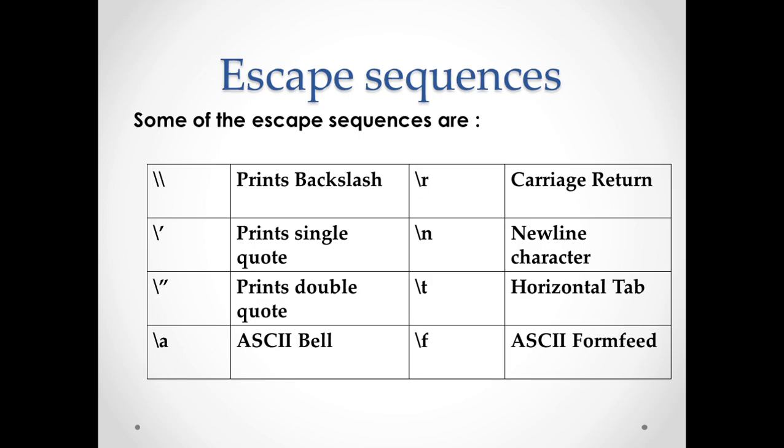Backslash A will give you an ASCII bell sound. Backslash R is the carriage return character. Backslash N is the new line character. Backslash T is the horizontal tab character. Backslash F is the ASCII form feed.